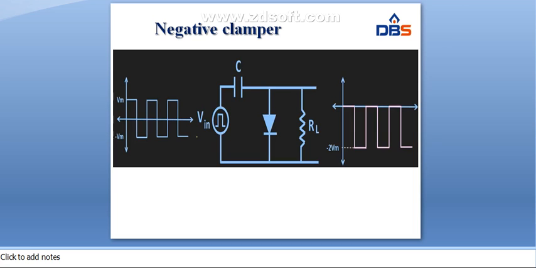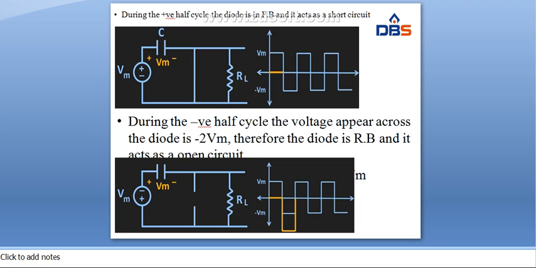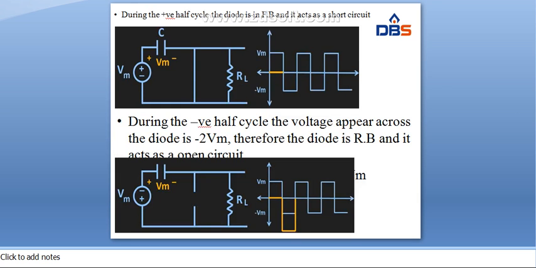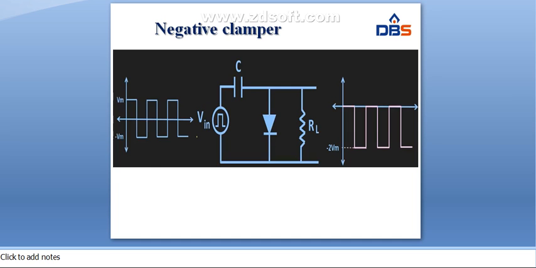In the negative clamper circuit, during the positive half cycle, the diode is in forward biased condition and it acts as a short circuit. During the negative half cycle, the voltage appearing across the diode is minus 2 Vm. Therefore, the diode is reverse biased and it acts as an open circuit. So see the circuit diagrams of the negative clamper.